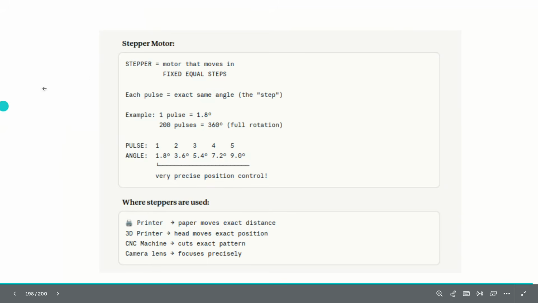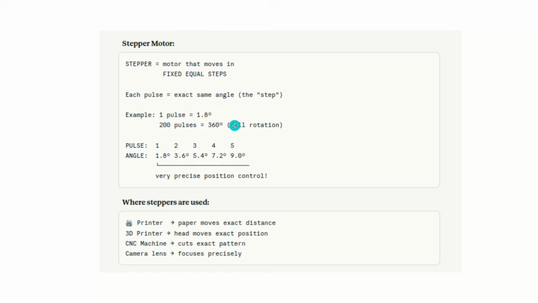But servo motor. Now I told you there is stepper motor. A stepper motor is a motor that moves in a fixed step. Like I told you, 3D printing. That means each pulse gives the exact same angle. That is, one pulse is 1.8 degrees. Then 200 pulses would create 360, that is 1.8 times 200, a 360 degree full rotation. Each of these would have a fixed, exact same angle. If one pulse is 1.8, the next would be 1.8 plus 1.8, that is the second pulse would be 3.6, like that. Each pulse would have the exact same angle.